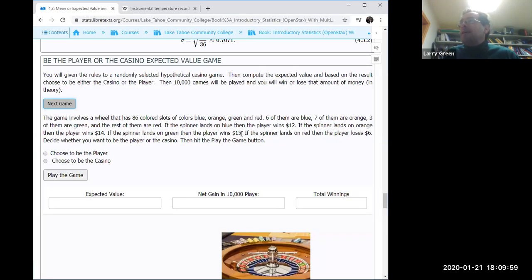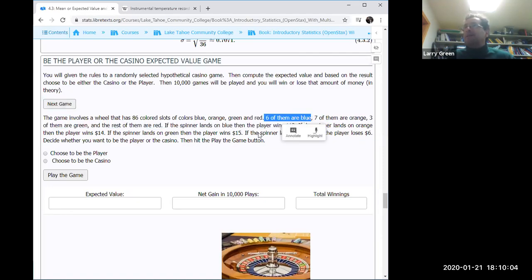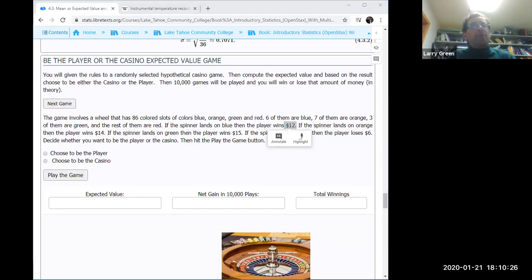So we see that 6 of them are blue, and there are 86 colored slots. So that's 6 over 86 for the blue ones, and the blue ones, remember, that was winning a 12. Does that make sense? Yeah, so that just came from the numbers. It's not that deep, I promise. The hard part about this is going to be recognizing that this is what we need to do, like realizing this chapter when you have it on the final or the midterm.